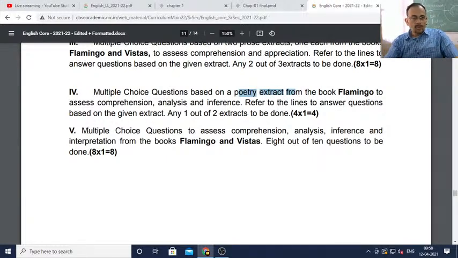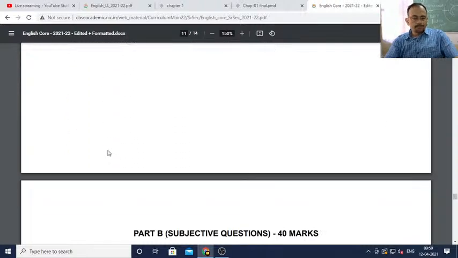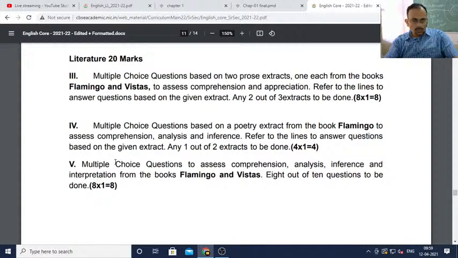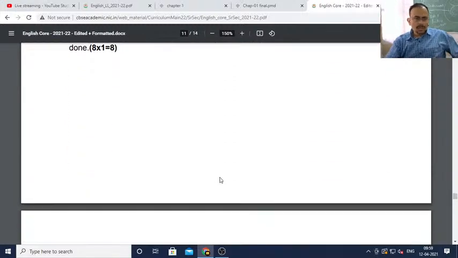And then question number 5 will comprise multiple choice questions from Flamingo and Vistas. There will be 8 multiple choice questions, 8 questions total. So that's all about part A. Okay, exactly the same pattern as you wrote in the class 11 English exam. That is why I'm not explaining much, the same only.